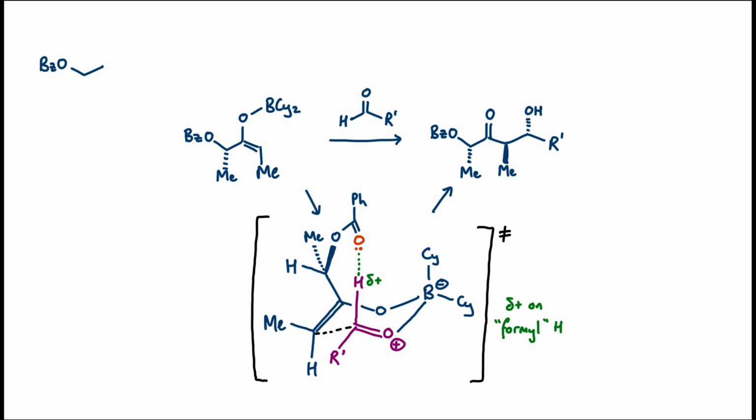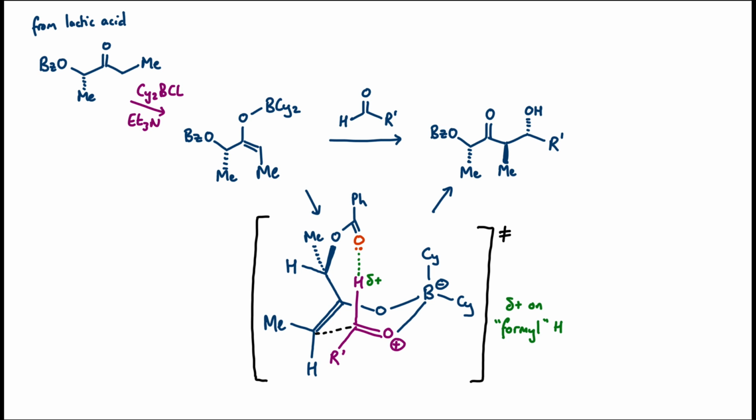This is our starting material, which we can make from lactic acid. And it turns out quite neatly that we can just use standard soft enolization conditions to do this. If I use cyclohexyl boron chloride and triethylamine, this would be a pretty standard way of making an E-enolate anyway. It will just work perfectly here as well.